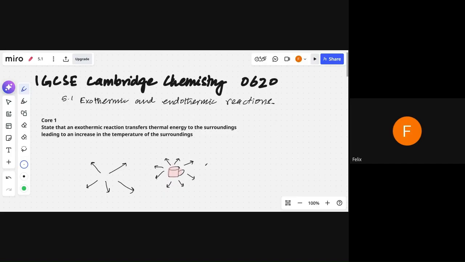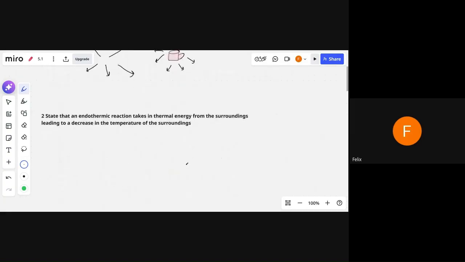So this is an example of an exothermic reaction. Another example is burning, combustion, right? Burning of fire and others. So now we move on to the next one.